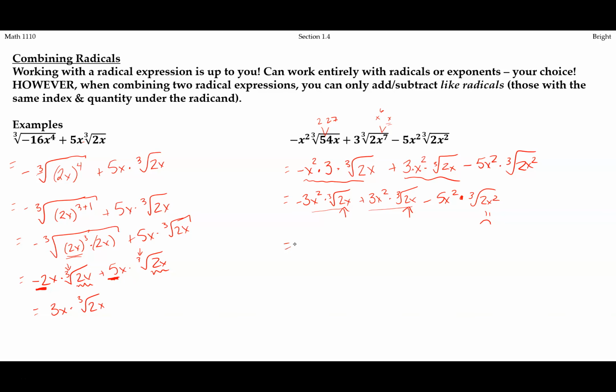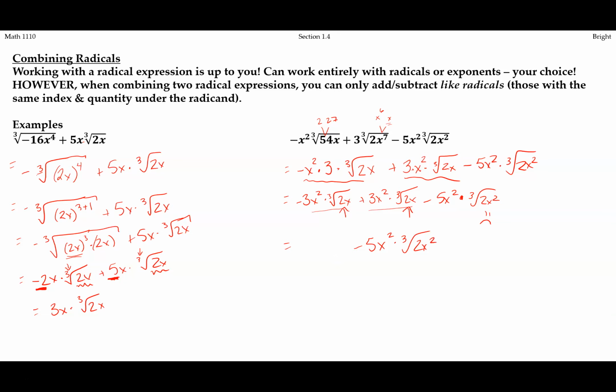So the first two combine: I take minus 3, add 3, that's 0. The first two actually cancel each other out. And then we just end up with the 5x squared times cube root 2x squared hanging out at the end. If you want for your final answer, just omit the 0 and you're done.